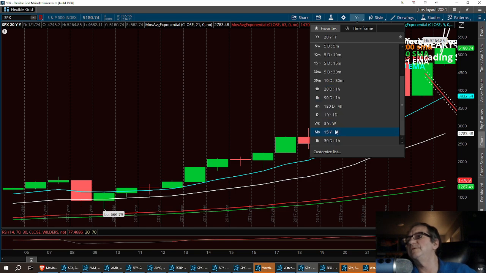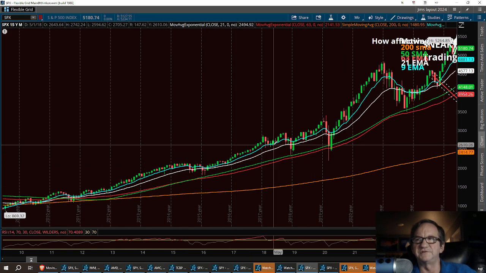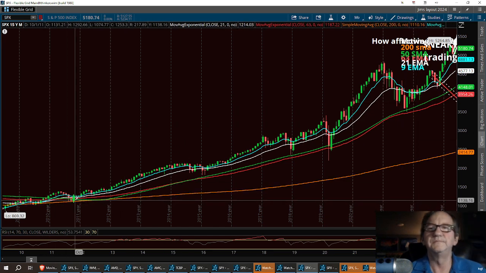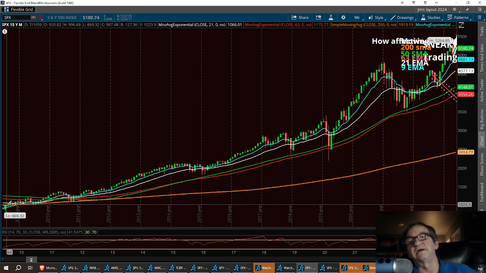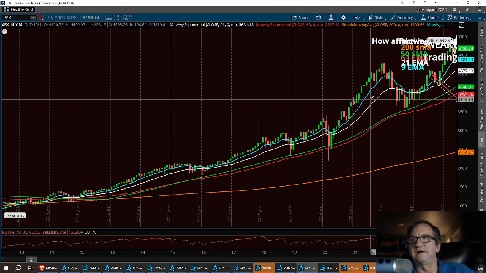We've got a monthly time frame, 15-year monthly, each one of these candlesticks representing a month. Now we have the 50, we have the 200 right here. Back in 2011, 2010 we were at the 200, and then back in 2009 we were below the 200, same as 2008.